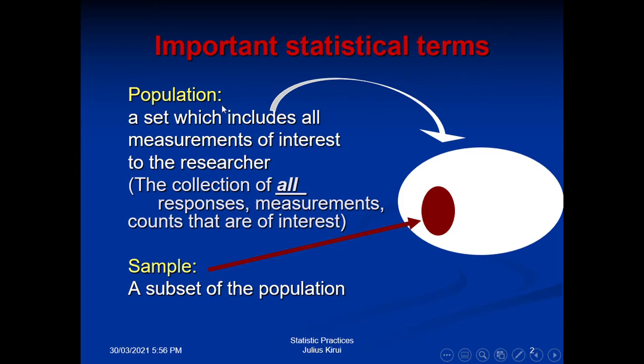So we have said population is a set which includes all measurements of interest to the researcher. And then this other part is called sample, the subset of the population. In the subset of the population, the white part is the population, the red part is the sample. Now this sample represents all the other population, and that's why you pick a point which will give a representation of the total population.